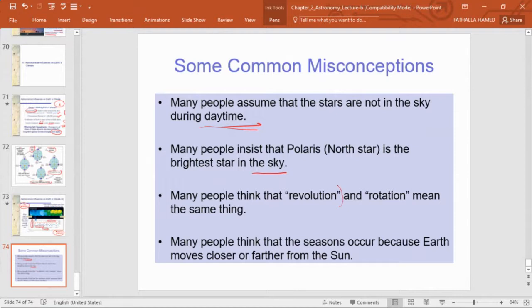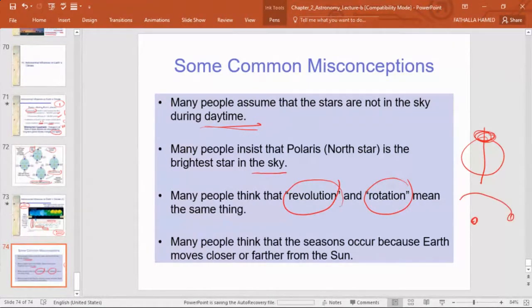And there is a mix-up between revolution and rotation. These have different meanings. Rotation is when an object rotates around its axis. But a revolution is when you have an object which goes around a point. That's what a revolution is. So we say the Earth revolves around the sun, but it rotates around its axis of rotation.